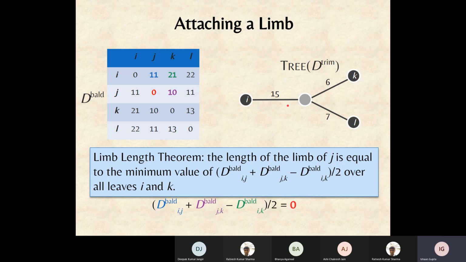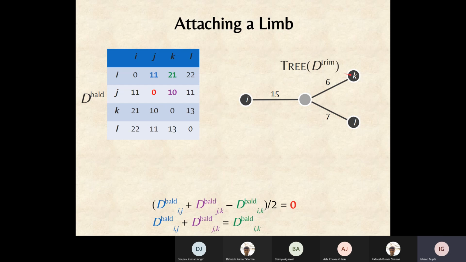0, right? Because if you do it with L and I or K or L, the minimum value is going to be different, right? So the minimum value that you will actually be getting is when you consider I and K. So when you consider I and K, the minimum value is 0, which essentially means that the length of ij plus length of jk is equal to the length of I and k, right?